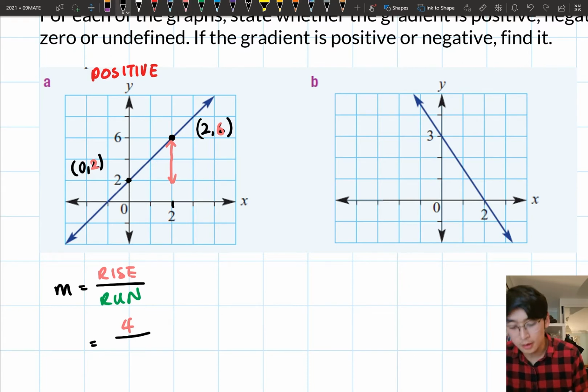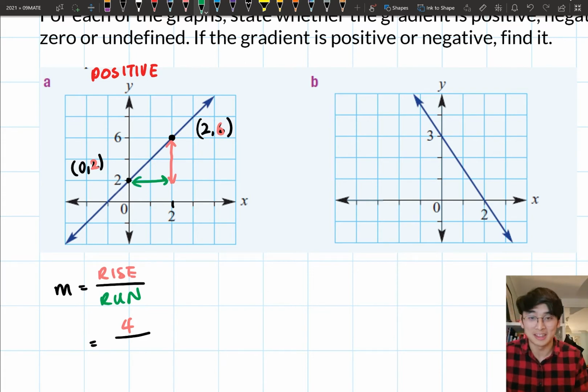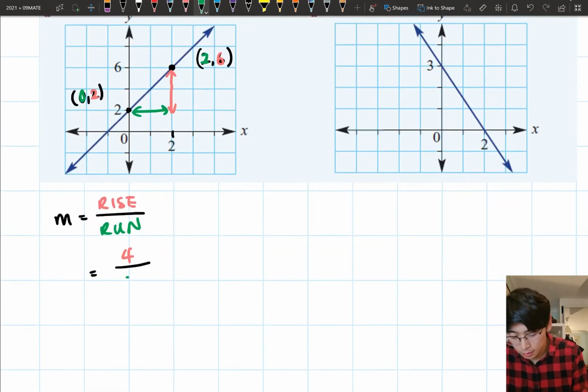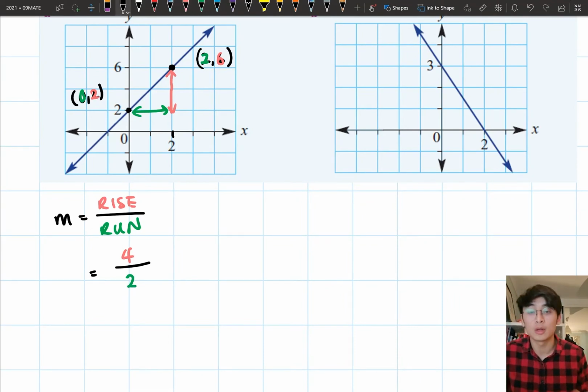Okay, so that's all over the run, which is how many horizontal units I have to go by. Now, the diagram's actually a little bit not to scale, but if you have a look at my x coordinates, the starting point has an x coordinate of 0, and my ending point has an x coordinate of 2, which means that I have to go across by 2 units. So for this one, the run is going to be 2. And so when I put that in, I get 4 divided by 2, which means that the gradient is 2. Okay, so that's how we use our rise over run formula. We want to figure out how many units we're going up or down by for my rise, and then from there, how many units we're going across by for my run.